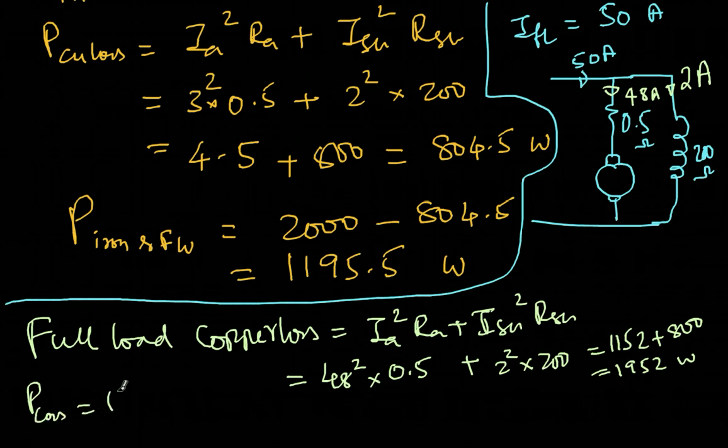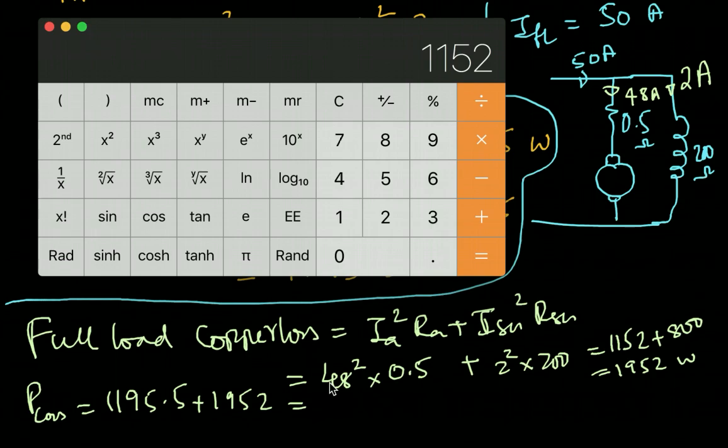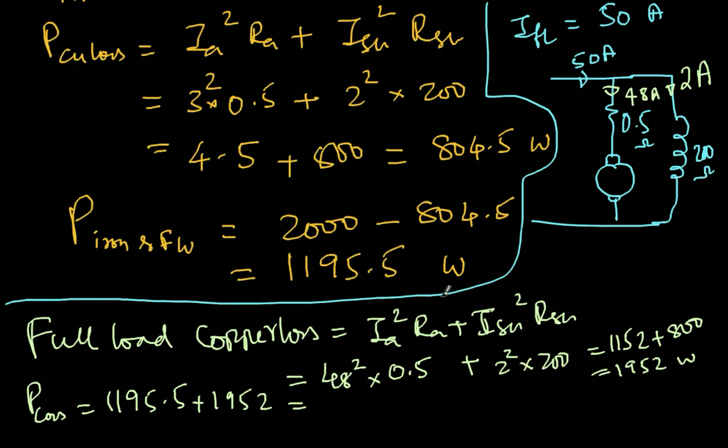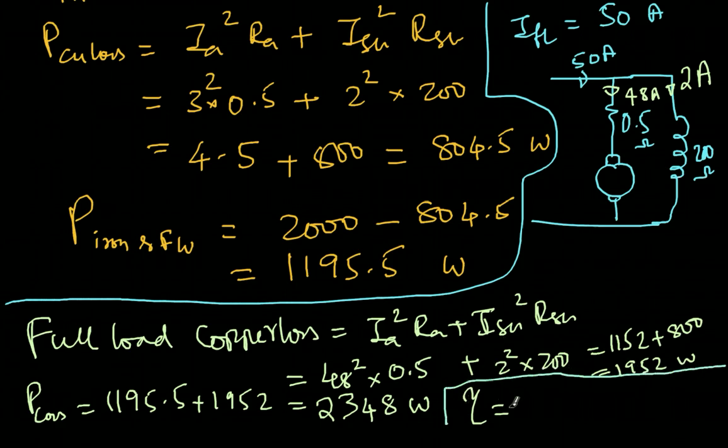Now the total losses will be nothing but 1195.5 plus 1952. So how much is that? It is 2347.5, so I'll just round it off to 2348 watts. Once I know the total losses, I can find the efficiency. Apologies for cramping everything here. So efficiency will be what?